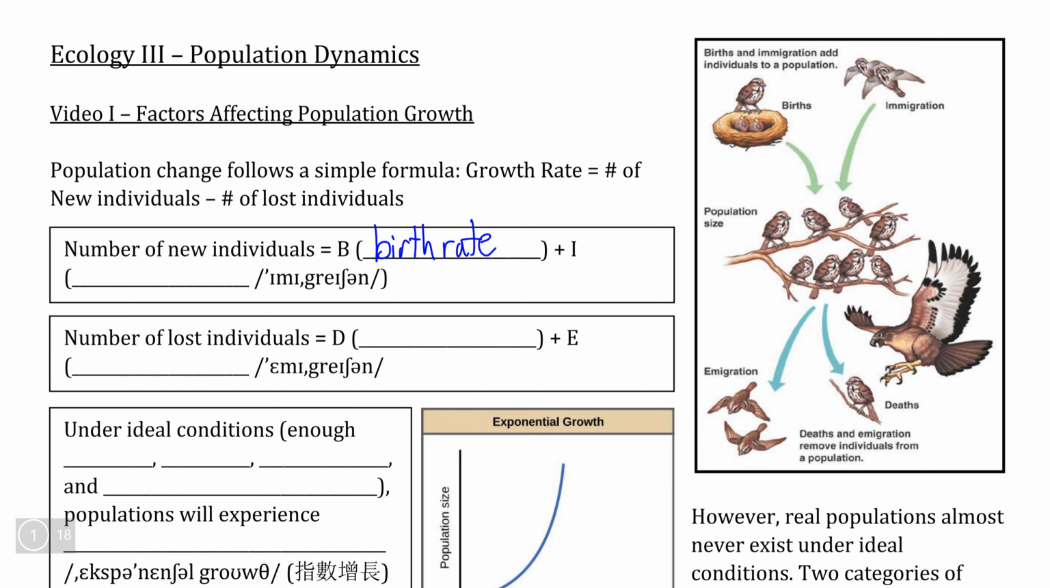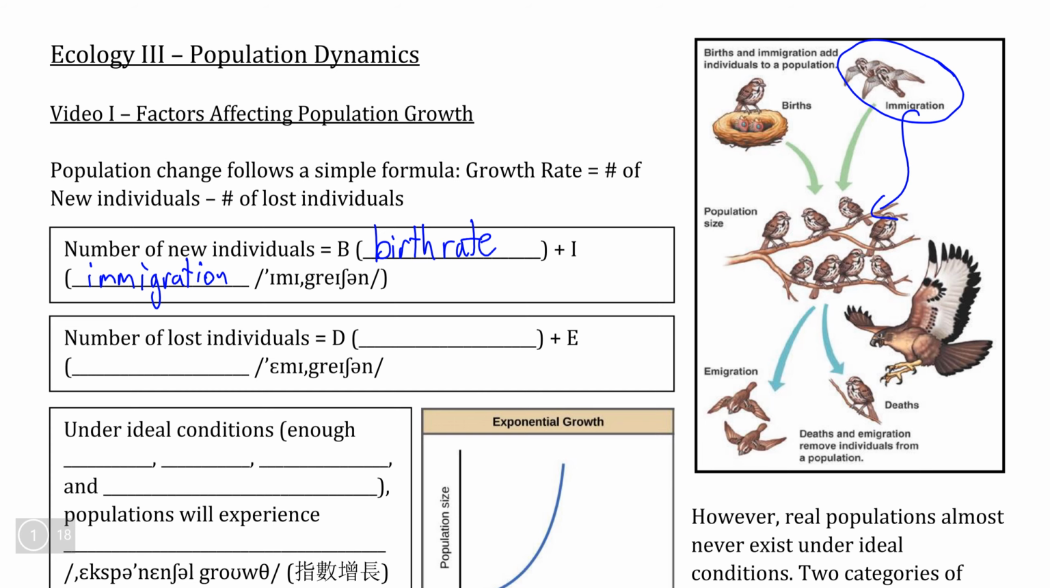The other way is by taking organisms of the same species that live outside of this population and have them migrate in order to join this population, and when we measure this, we would be measuring the immigration rate.